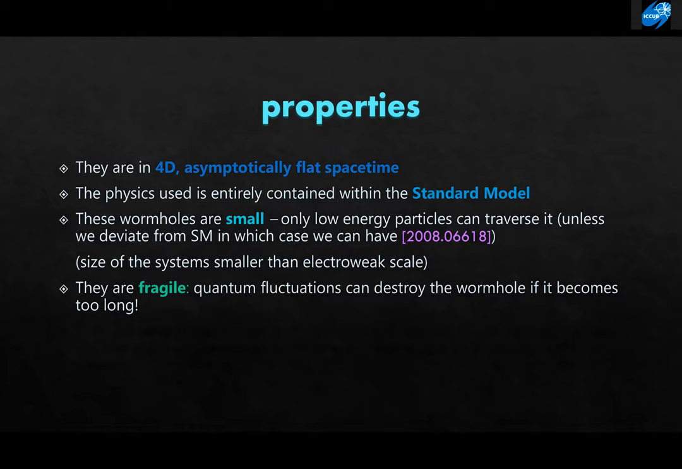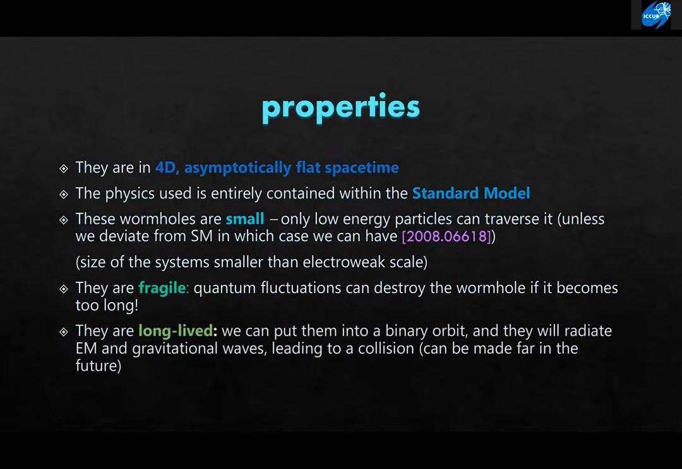Not only that, these wormholes are also very fragile. We saw that we cannot make the wormhole as short as we want, but we cannot make it as long as we want either, because quantum fluctuations can destroy the wormhole if it becomes too long. Nevertheless, they can be made to be long-lived. If we just put them next to each other, of course, they're gravitationally attracting and they're going to coalesce into each other. But as with most astrophysical objects, we can put them into a binary orbit. They are going to rotate around each other and radiate some electromagnetic and gravitational waves, eventually leading to a collision. But this can be made arbitrarily far into the future from this theoretical standpoint. Okay, so these were the properties of the magnetic traversable wormholes.